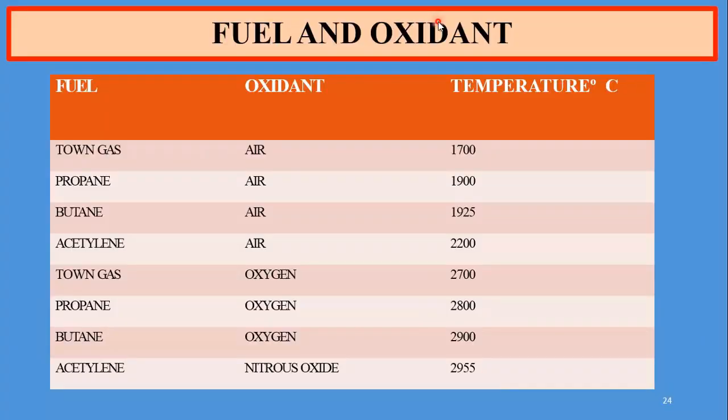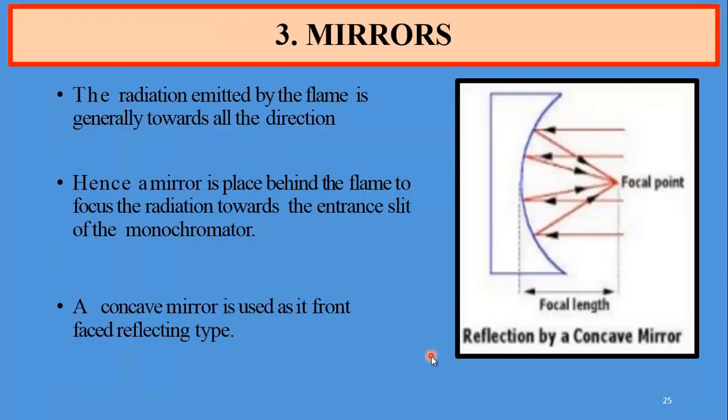Different kinds of fuel and oxidant are used depending upon the analyte we want to determine. Simple gas with air, propane, butane, acetylene, and its temperature ranges from 1700 to 2200. But if we use different oxidants like oxygen and nitrous oxide, then we will increase its temperature. So other metals like heavy metals can be determined by using flame emission spectroscopy. But majorly flame emission spectroscopy is used to determine alkali and alkaline earth metals in different samples.